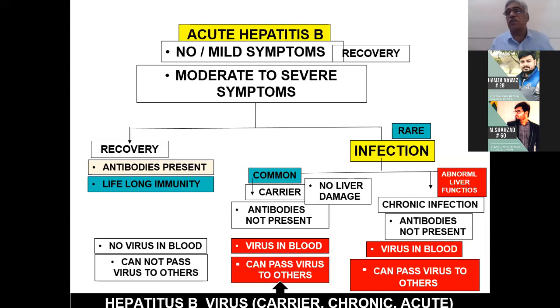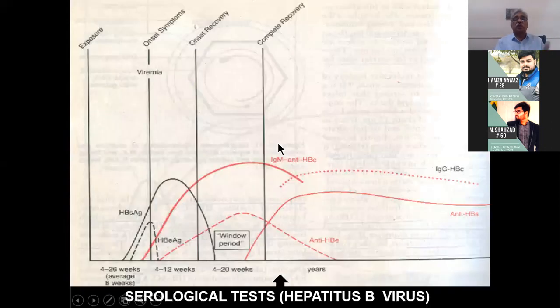In very, very few cases, there is damage. When damage is there, viremia is there, antibodies are there, and liver functions are disturbed. This is another example. So coming on to the next, which test you should advise after that.